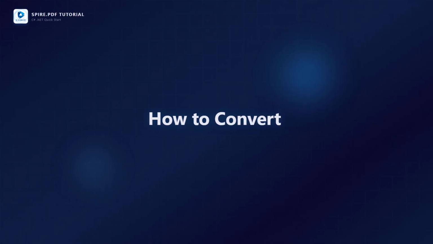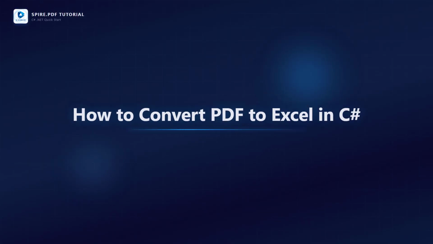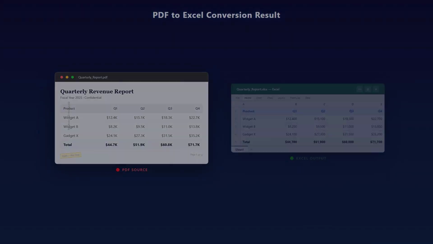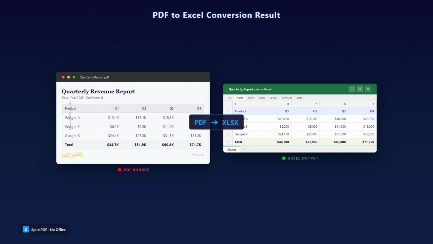How to convert PDF to Excel in C#. No more copy pasting. Let's break it down in under 2 minutes. With Spire.PDF for .NET, you turn complex PDF tables into working Excel files, completely independent of Microsoft Office. Watch the left PDF and the right output Excel example.